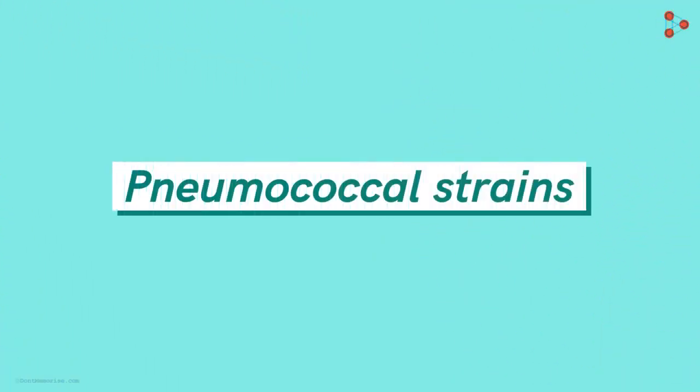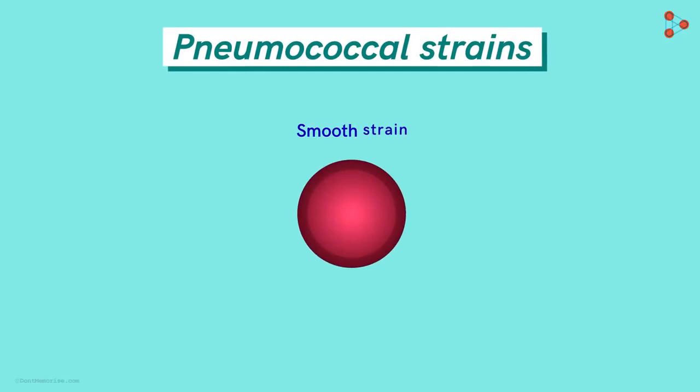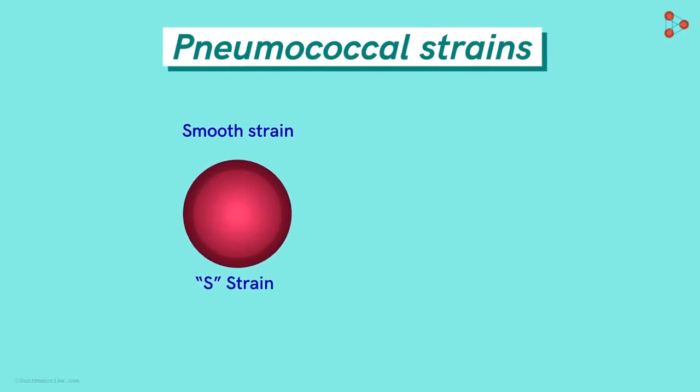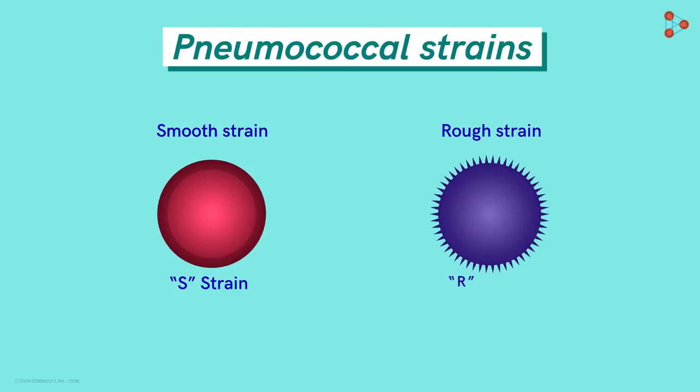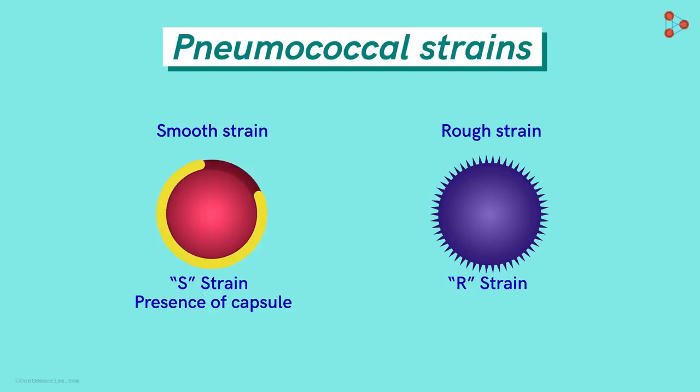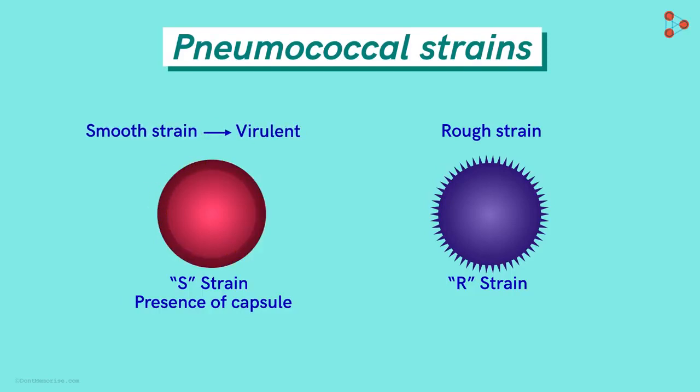To begin with, we need to get introduced to the two types of pneumococcal strains. This one is a smooth strain denoted as the S strain, and this one is a rough strain denoted as the R strain. Why are they named so? This smooth strain, as we can see, has a smooth outer surface. It's the capsule around the cell wall which protects it from various threats. The presence of this capsule makes the strain virulent, or strongly infectious, to be precise. The absence of such a smooth coat makes the strain avirulent, or non-infectious, to be precise.